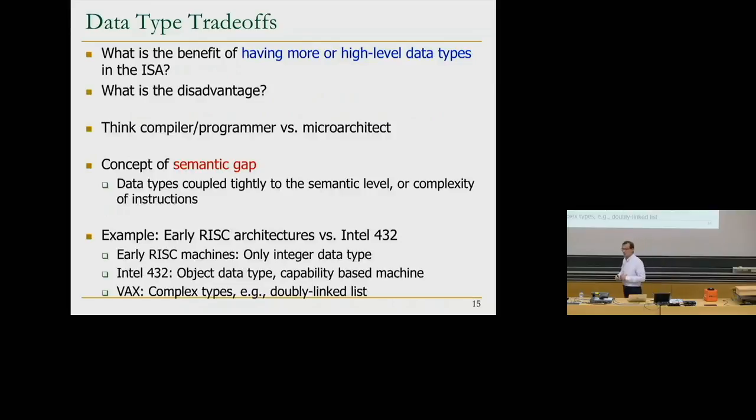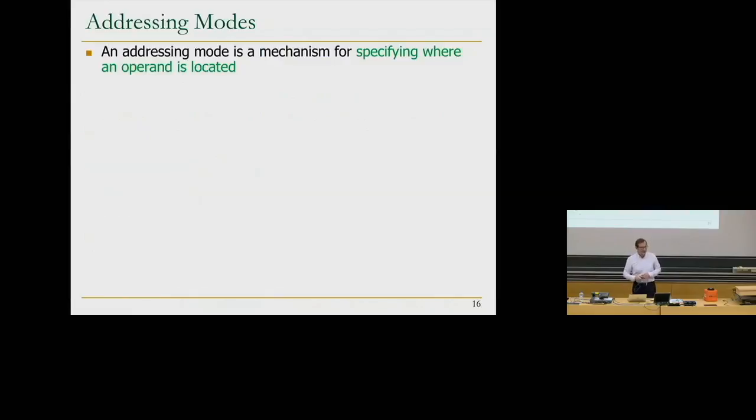For example, should matrices be data types? Maybe they should be, right? Especially given the prevalence of the matrix operations that we're doing today with machine learning. And some instruction set architectures had matrices as data types, but not the ones we're using today. Okay, so that's data types.